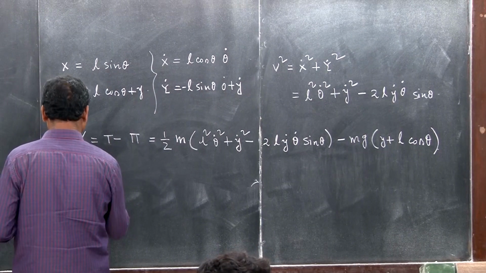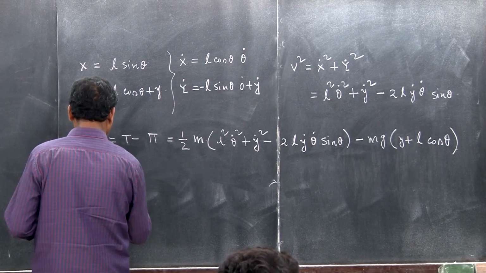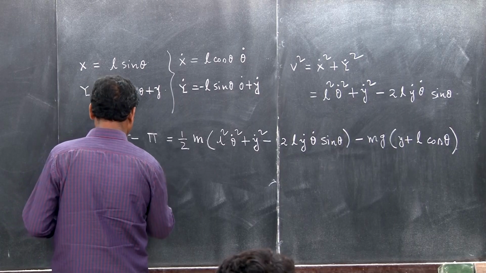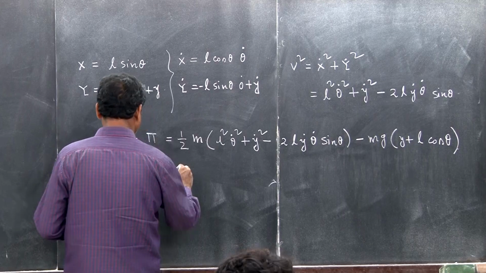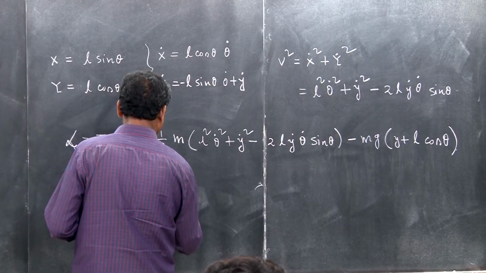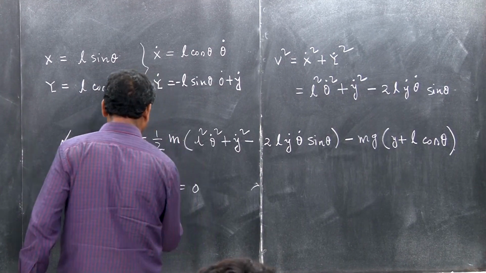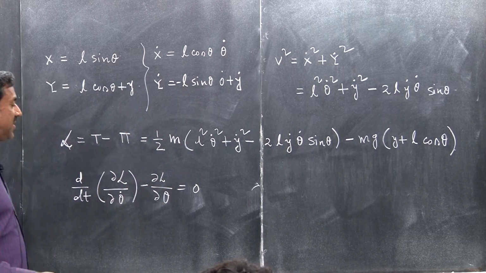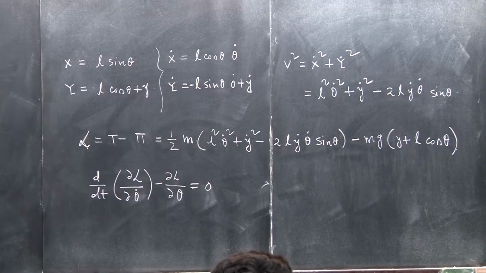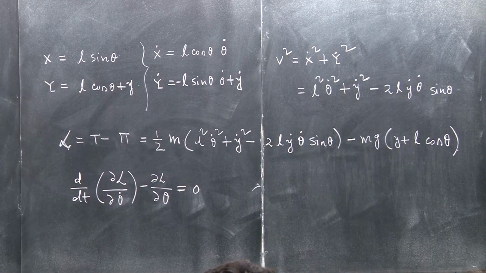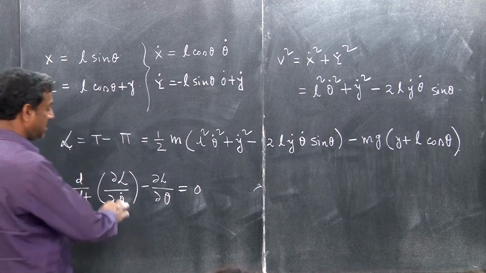The equation of motion is nothing but d/dt of del L by del theta dot minus del L by del theta is equal to 0. We are not considering external excitation, damping, etc. Non-conservative forces we are not considering. There can be damping and other things, but we are not considering that.